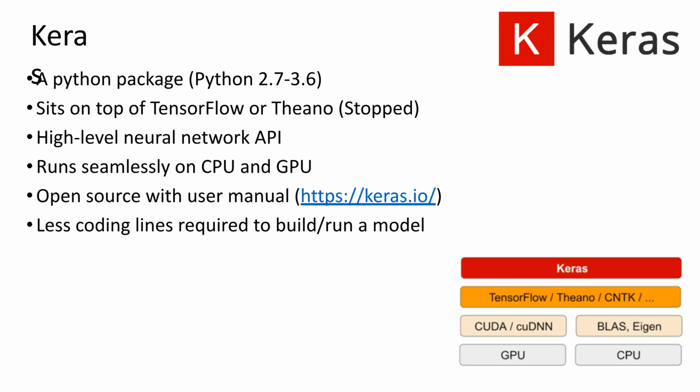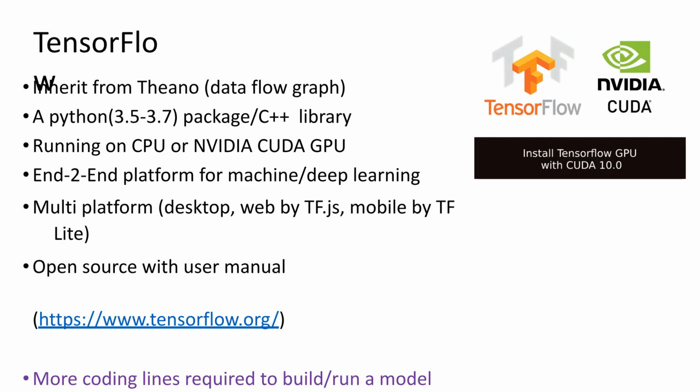Keras is a Python package that serves as a high-level neural network API, running on top of TensorFlow. It is open source, runs seamlessly on CPU and GPU, and requires less code to build and run a model. TensorFlow is an end-to-end platform for machine and deep learning, supporting Python and C++. It is multi-platform, open source, and runs on CPU or NVIDIA CUDA GPU, though it typically requires more coding lines.